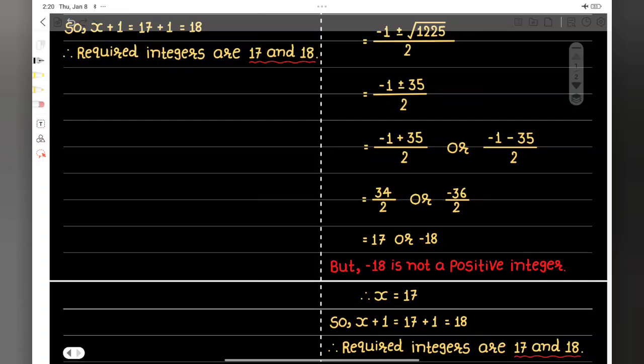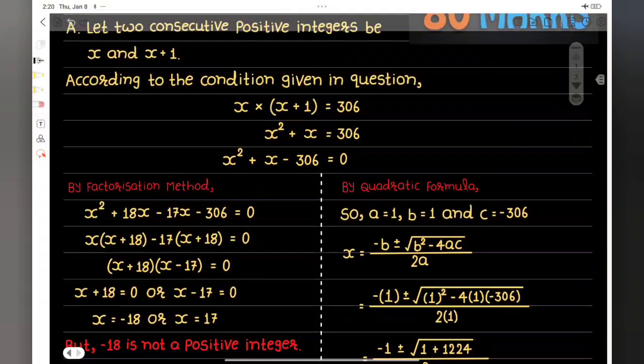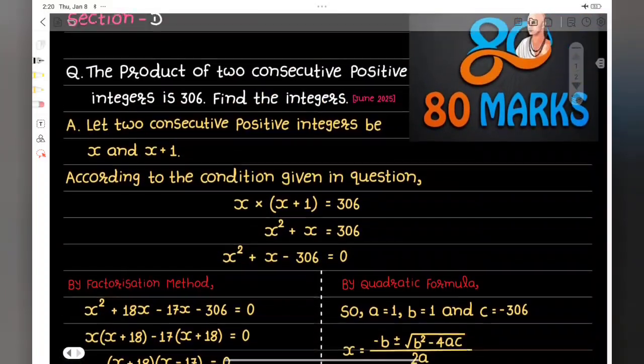There are two methods to solve any quadratic equation: factorization and quadratic formula. In examination, you have to attempt by any one of these two methods.